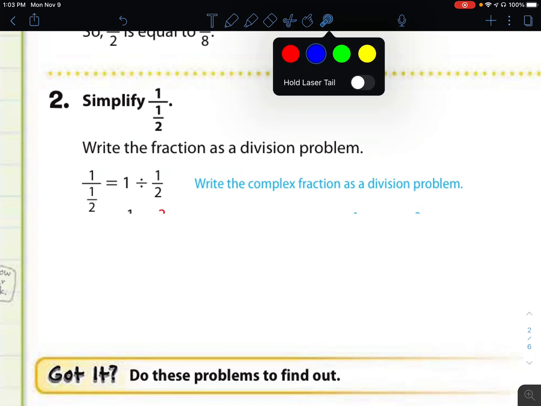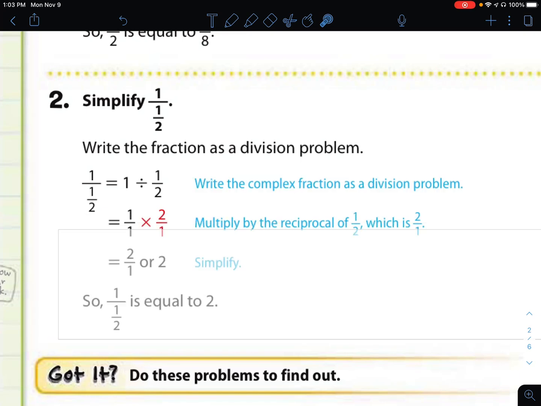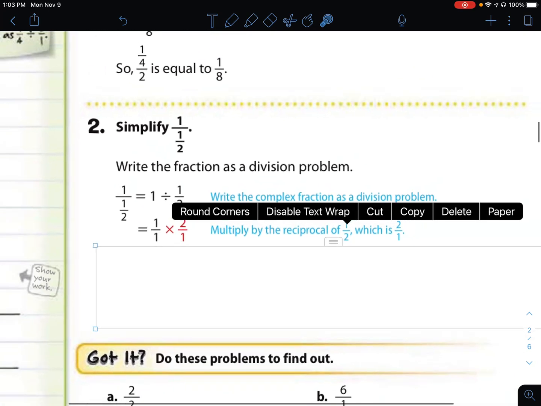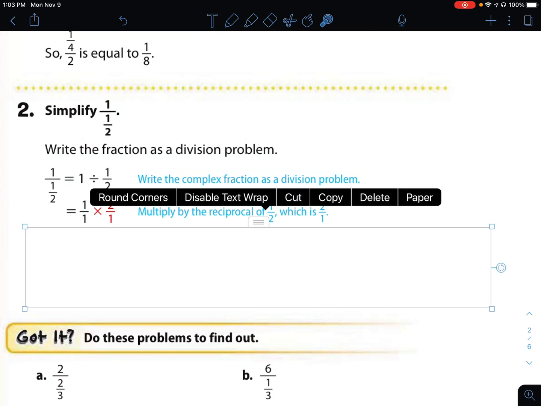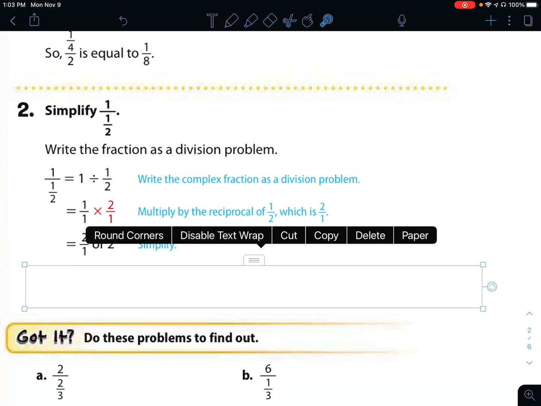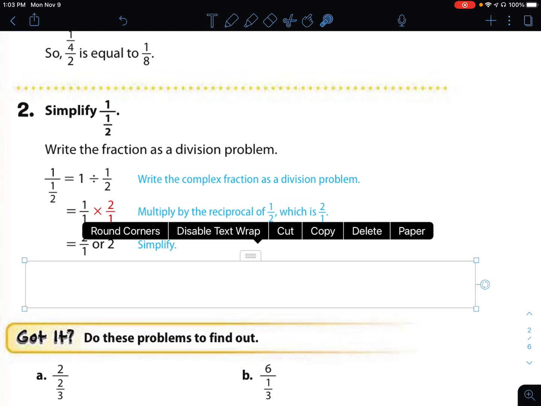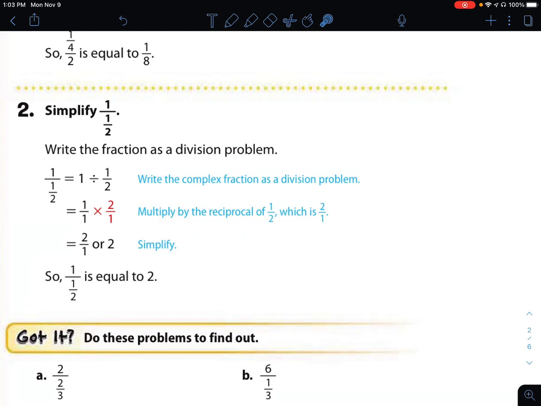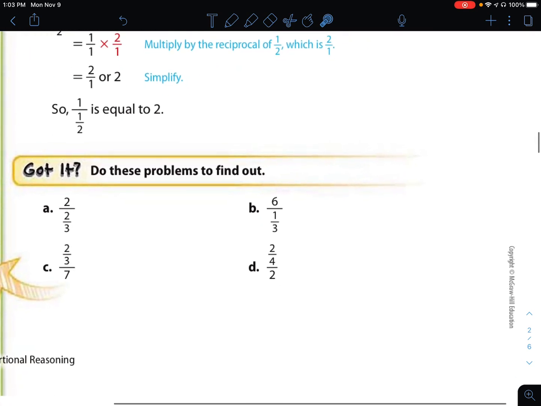So now we have 1 over 1/2 is the same as 1, look at our main fraction bar, it becomes a division sign, 1 divided by 1/2. And remember, when we are dividing fractions, we are multiplying it by its reciprocal. So we simply multiply by the reciprocal of 1/2, which is 2 over 1, okay? And we simplify it to get the reciprocal. 1 over 1 times 2 over 1 will be 2 over 1, or simply 2. So 1 over 1/2 is equal to 2, okay? Let's do one problem here, and then I'll let you do the rest.